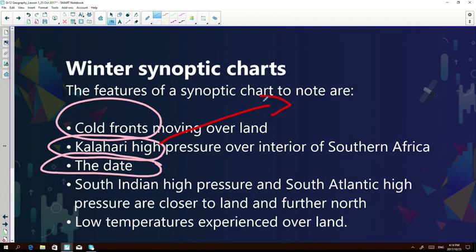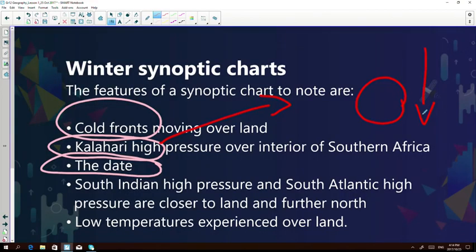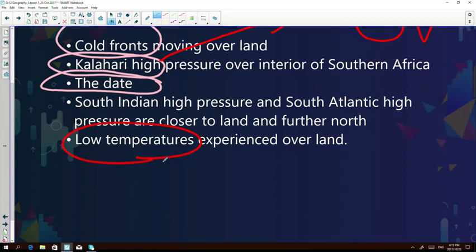An easy way to identify that, once again, when you look at your weather station models, you will see that it's clear blue skies. Why clear blue skies? Because of sinking air. Keep in mind, Gr12s, clouds can't form when it's sinking air. Cloud formation takes place with rising air, and it's usually the rising air that cools down and condenses, and we get cloud formation taking place. And a straight giveaway, once again, go and look at your low temperatures.